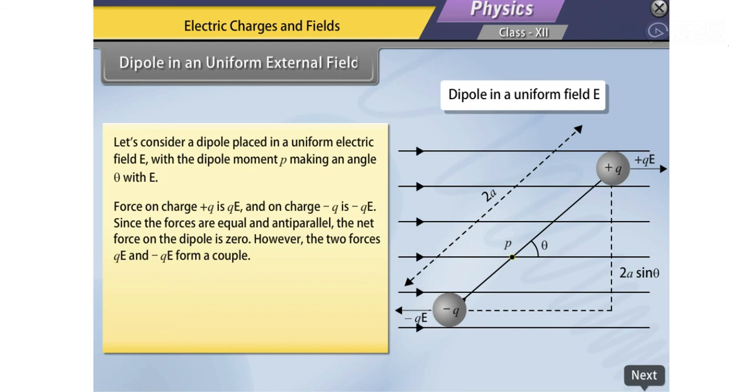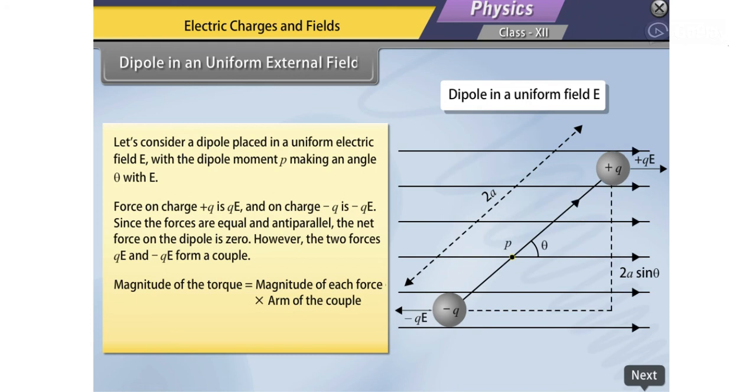However, the two forces QE and minus QE form a couple. Magnitude of the torque is equal to magnitude of each force times the arm of the couple. This equation can be written as tau is equal to the cross product of P and E.